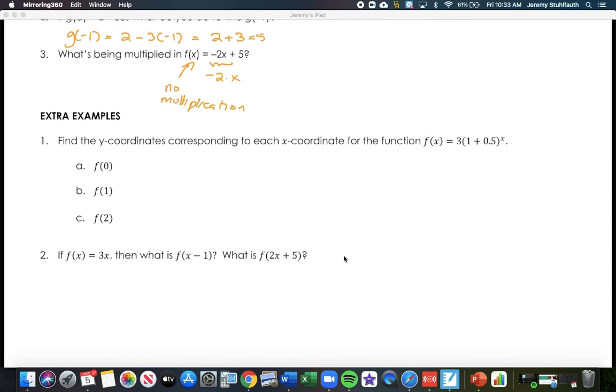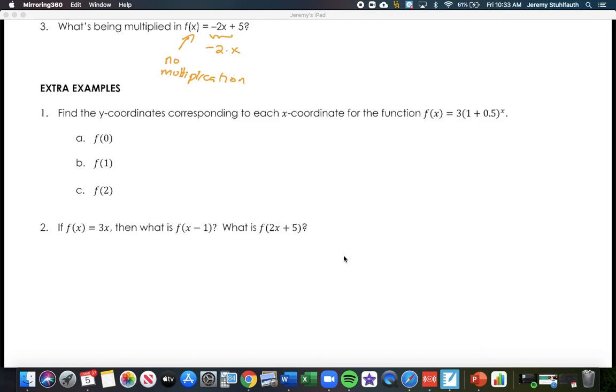Okay. So looking at this, if you wanted to find f(0), you would have 3 times (1 + 0.5)^0. f(1) would be 3 times (1 + 0.5)^1. f(2) would be 3 times (1 + 0.5)^2. You type those into your calculator and they will tell you what f(x) is.